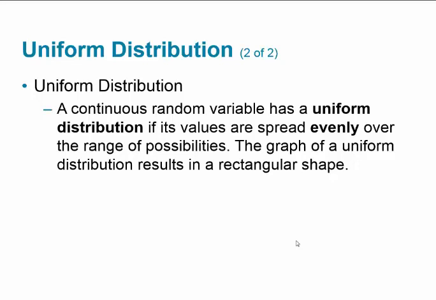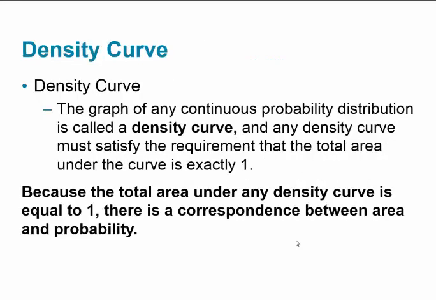A uniform distribution is a continuous random variable. It has a uniform distribution if the values are spread evenly over a range of possibilities. And the graph of a uniform distribution results in a rectangular shape. So, density curve. The graph of any continuous probability distribution is called a density curve. And any density curve must satisfy the requirement that the total area under the curve is exactly 1. Because the total area under any density curve is equal to 1, there is a relationship between area and probability.